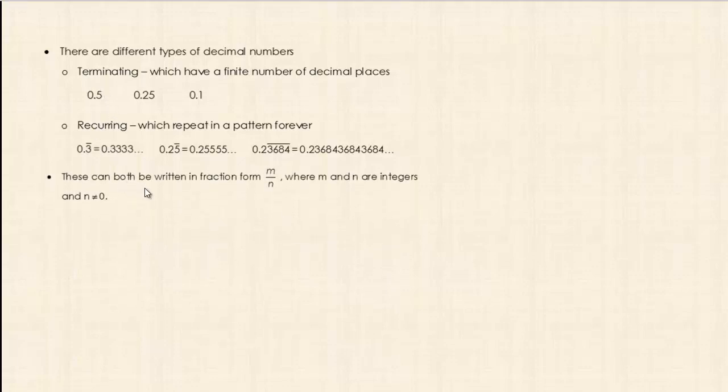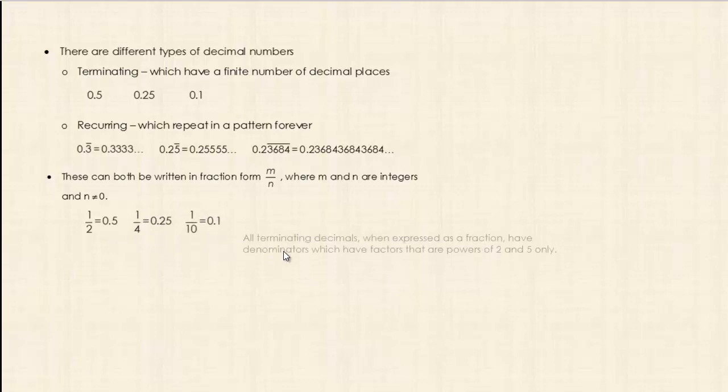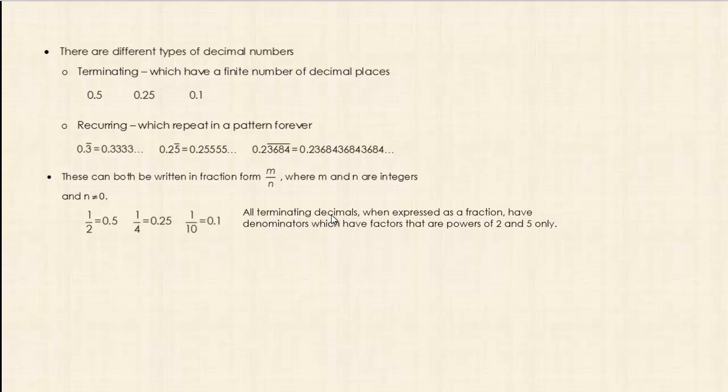But both of these can be written in fraction form m over n, whereas the non-recurring ones can't, where m and n are integers and n cannot be 0. For example, a half is 0.5, a quarter is 0.25, a tenth is 0.1. All terminating decimals like these, when expressed as a fraction, have denominators which have factors that are powers of 2 and 5 only. So here we had 2, 2 squared, and 2 times 5.